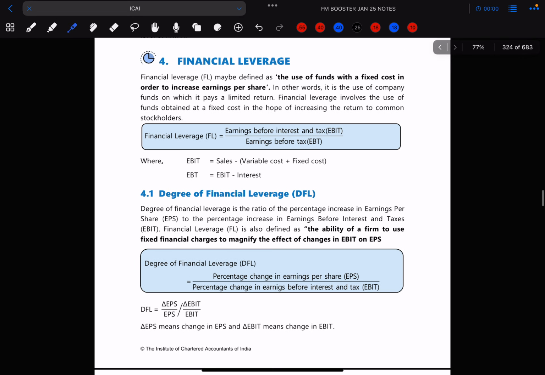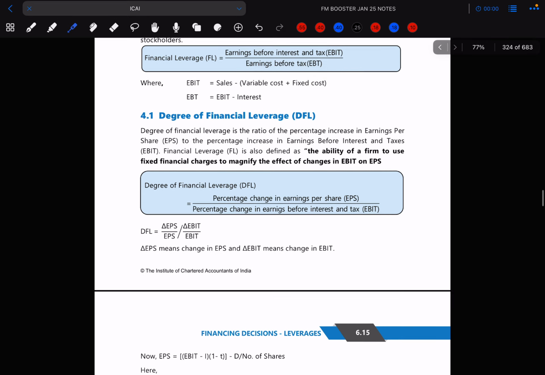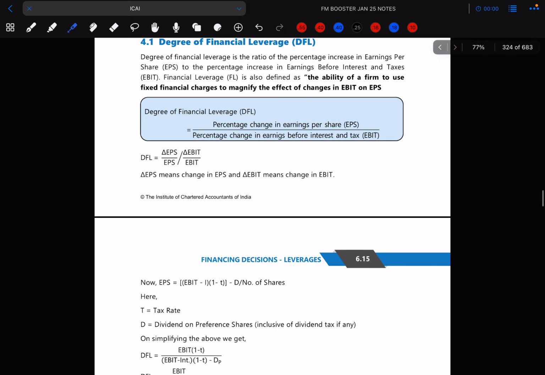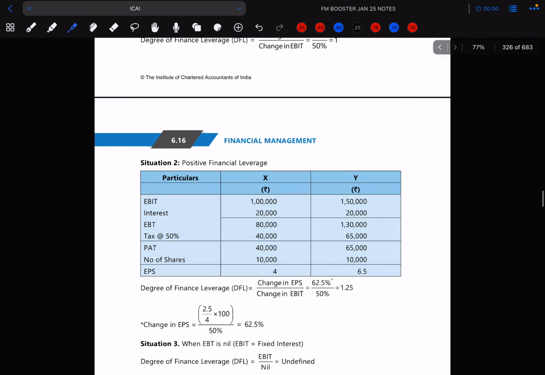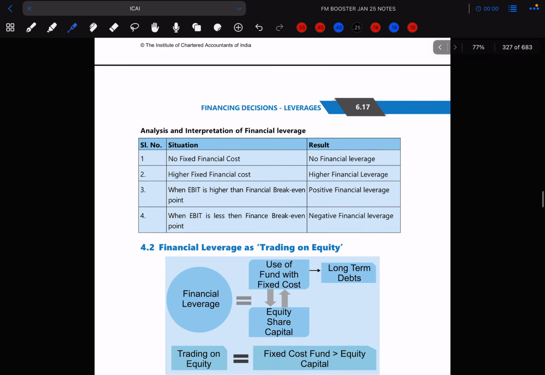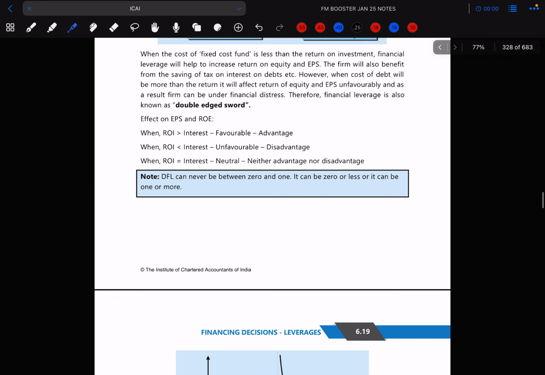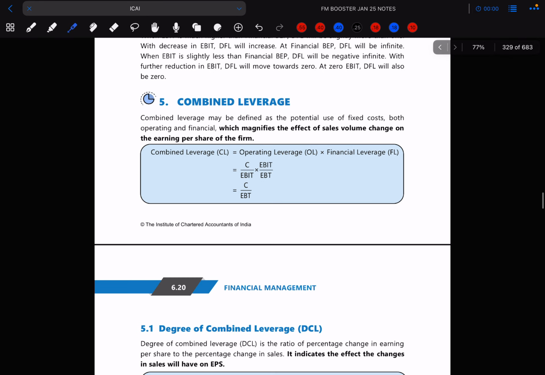And this one you have already studied, that is EBIT divided by EBT. EBT is only in the case when there is only interest, when there is no preference dividend. But we have studied the case where there is preference dividend. So this is percentage change in EPS divided by percentage change in EBIT. These are just examples, don't need to study.